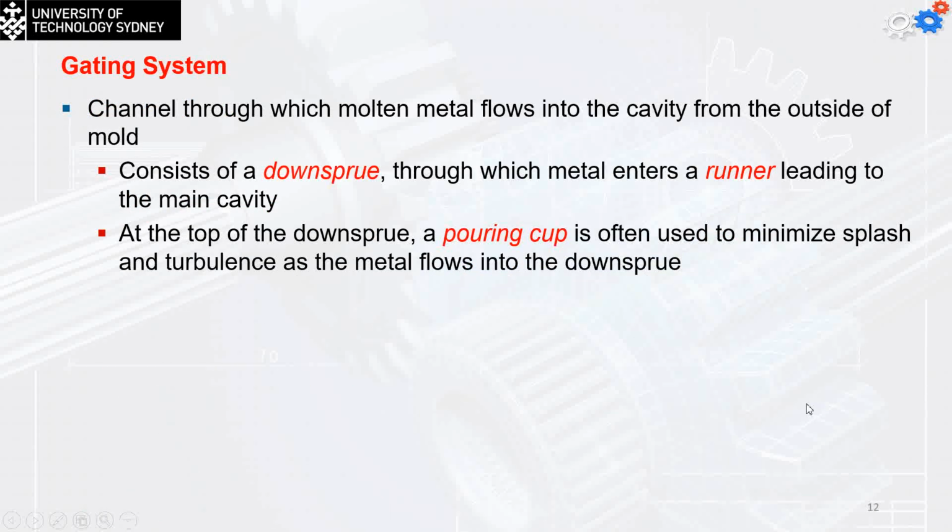The gating system is very important in the sand casting, which is going to be the channel through which the molten metal is going to flow into the cavity from the outside of the mold. And the gating system consists of the downsprue through which the metal enters the runner leading to the main cavity. At the top of the downsprue, the pouring cup is often going to be used to minimize the splash and the turbulence as the metal is going to flow into the downsprue.